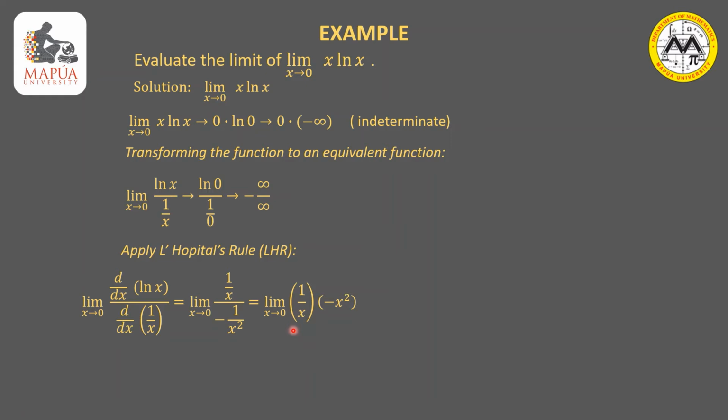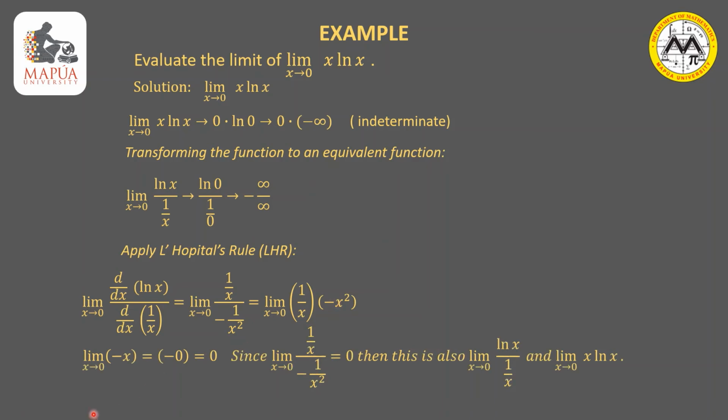So when we evaluate the limit of this ratio as x approaches 0, it is the same as evaluating the limit as x approaches 0 of 1 divided by x times negative x squared, simplifying this product to just negative x. Using this now as basis to evaluate the limit as x approaches 0, we will have the limit equal to 0.